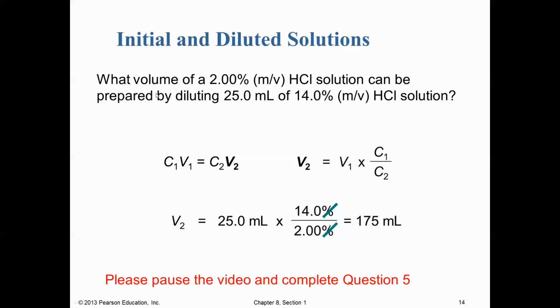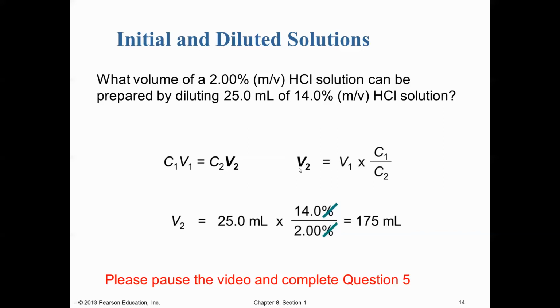What volume of a 2% HCl solution can be prepared by diluting 25.0 milliliters of a 14.0% HCl solution? So our initial concentration is going to be 14%. Our initial volume is going to be 25.0 milliliters, and our final concentration is going to be 2.00%.